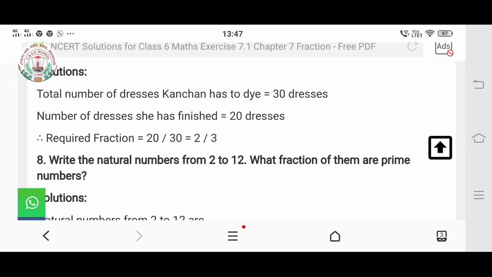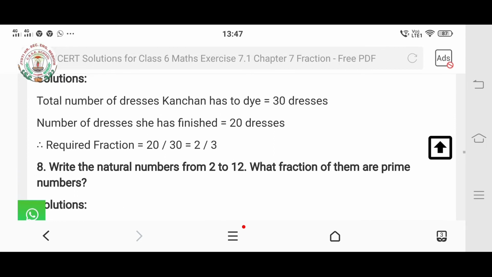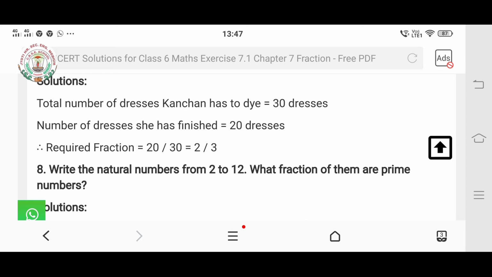Next, write the natural numbers from 2 to 12. What fraction of them are prime numbers? For this question, first you should know what prime numbers are. What are the prime numbers? The numbers which come in the table of 1 and the number itself are called prime numbers.